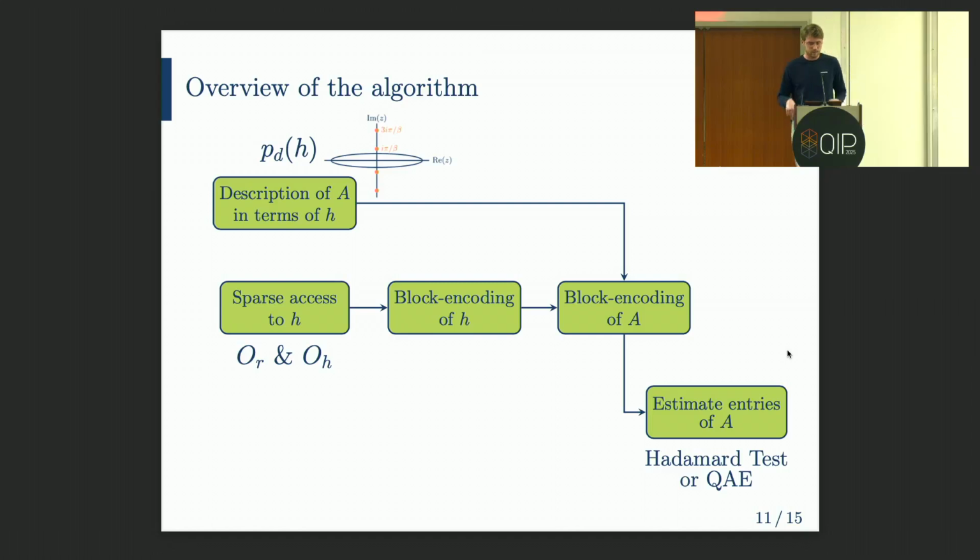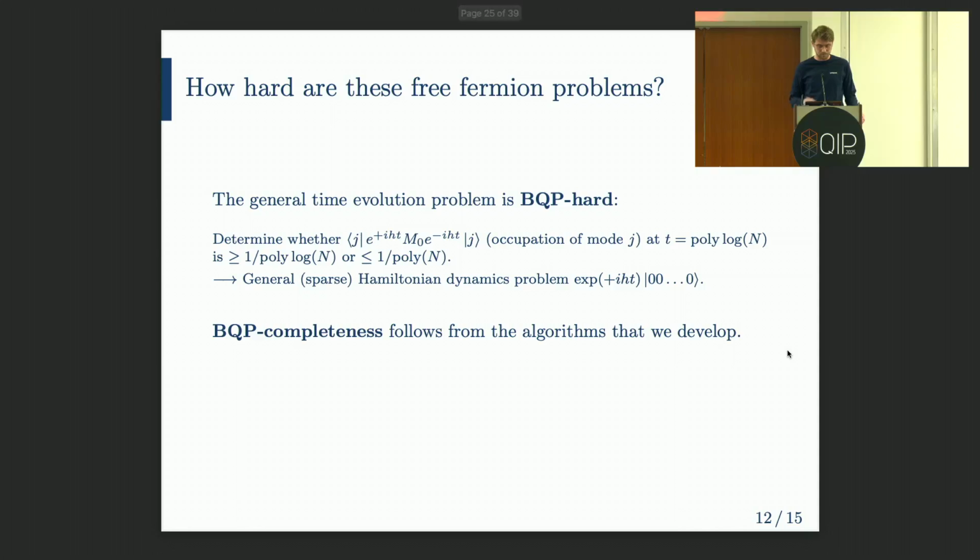Okay, so we've dealt with our algorithm. That's all fine. We can estimate these entries with total polylog n effort. But now the question is, how hard are these problems, right? How hard are these free fermion problems? Well, at least for the time evolution problem, we know it's BQP hard.